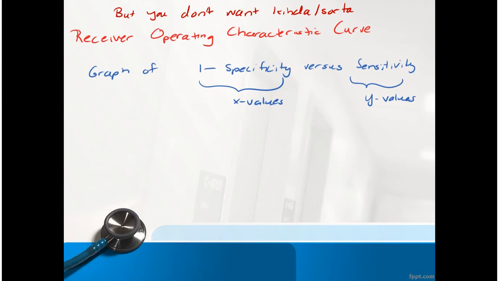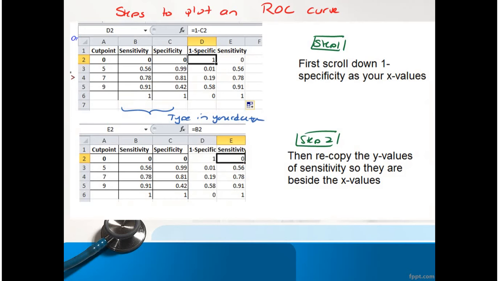Okay, what the receiver operating characteristic curve is, it's a graph where you take the x values at the cut points as 1 minus specificity, and you graph that against the y values, or sensitivity. So I just pulled this into Excel.